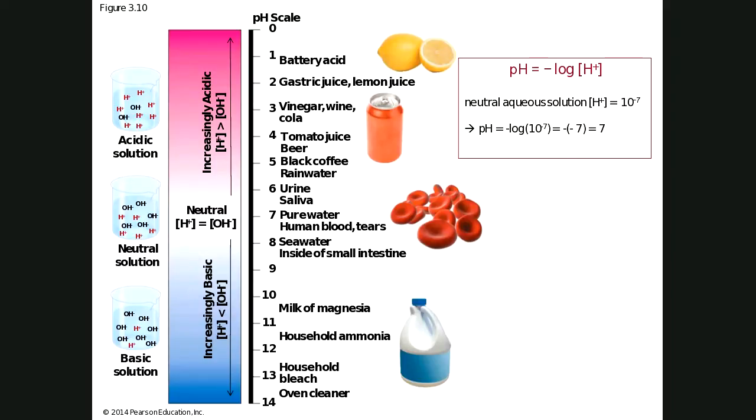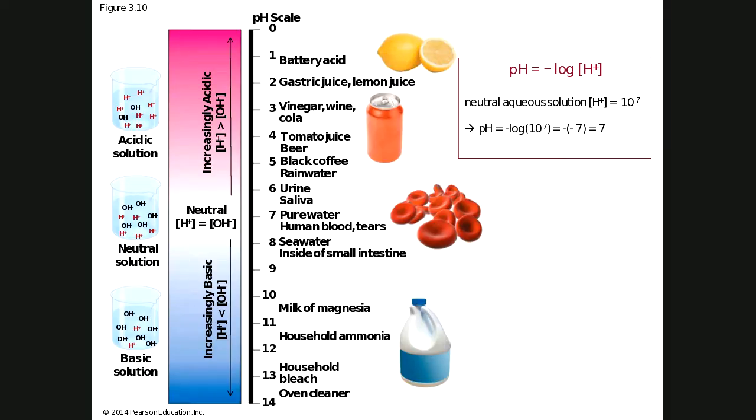You can see the scale over there. If you look at the top part of the scale, the one that's in red, those are acids. Battery acid, some of you mentioned these. Vinegar, lemon juice, citric. Look at gastric juice. That's stomach juice, right? Tomato juice, beer, black coffee.